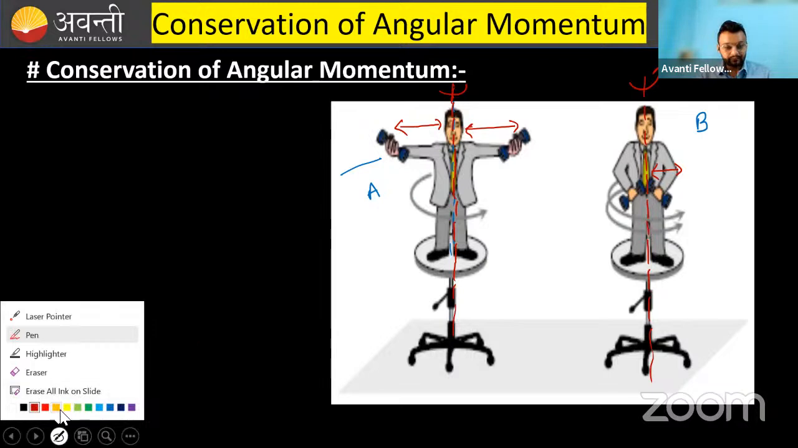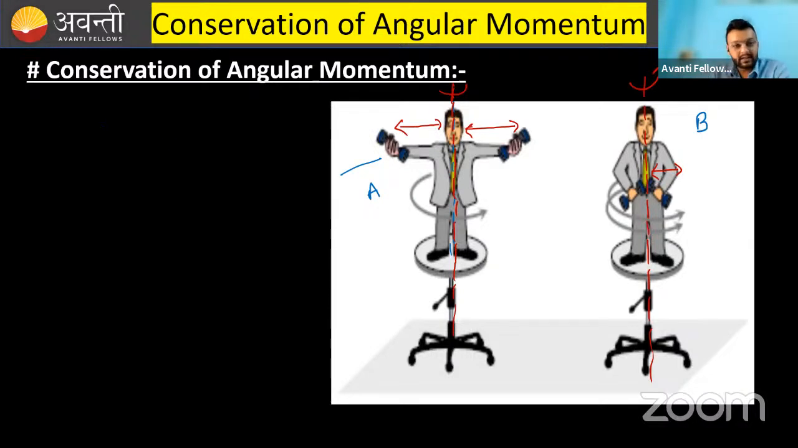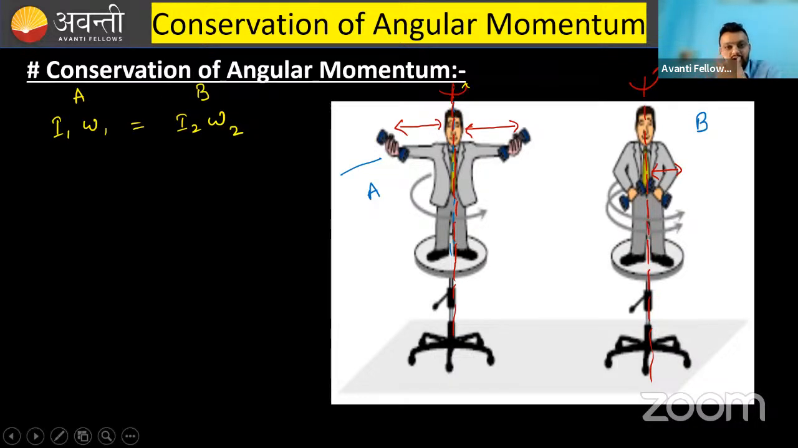And what we know is that if I say I1 omega 1 is equal to I2 omega 2, according to you, this is for person A, this is for person B. Which person has more moment of inertia? Can anyone answer in one line, A or B? Which person has more moment of inertia about the axis of rotation? Anyone? I'm just checking the chat box here. Be quick. One, two, three, four.